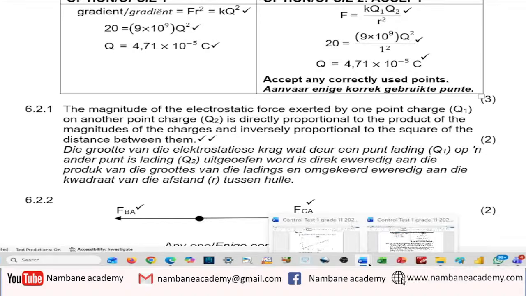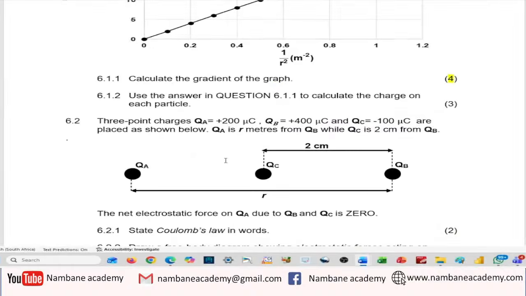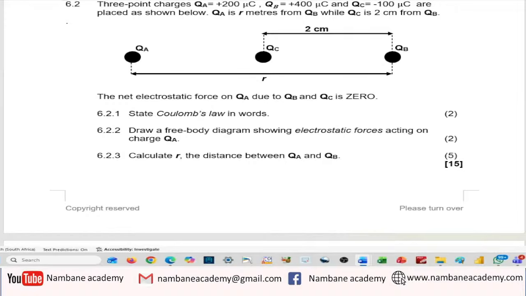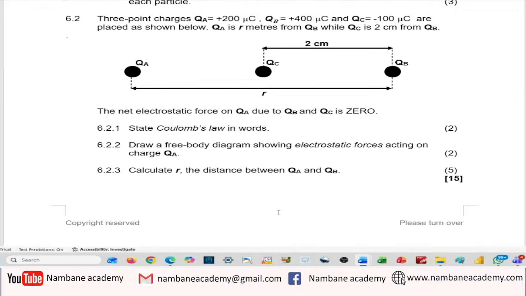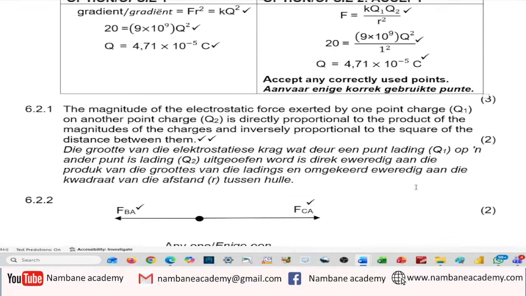Okay. Then number 6.2. 3-point charges QA, QB, and QC are placed as shown below. QA is R meters from QB, while QC is 2 centimeters from QB. The net electrostatic force on QA due to QB and QC is 0. Then the first question is: state Coulomb's law in words.